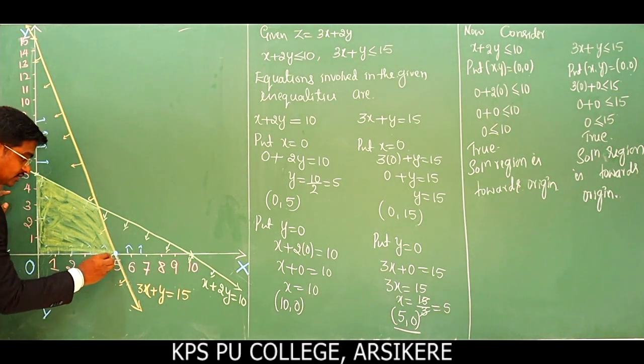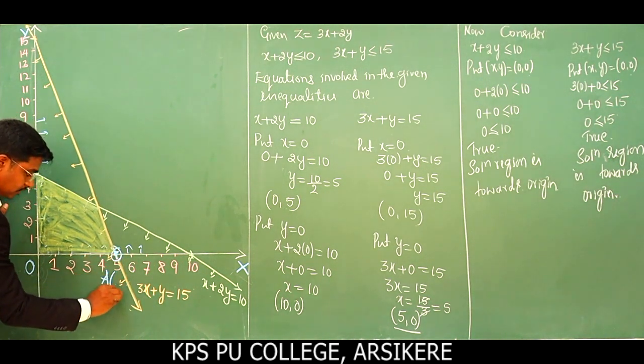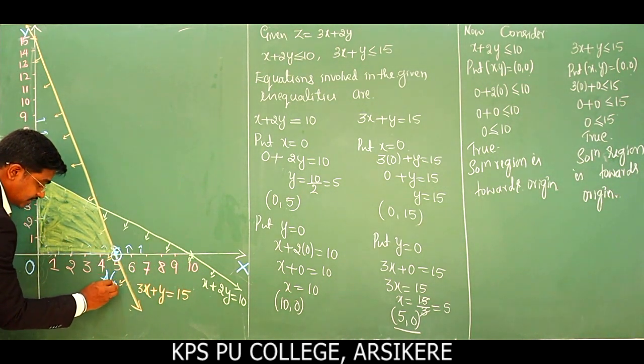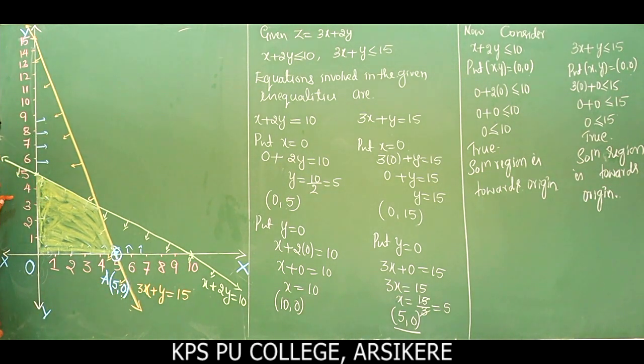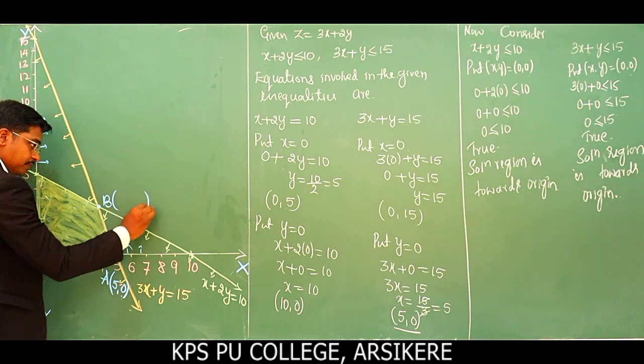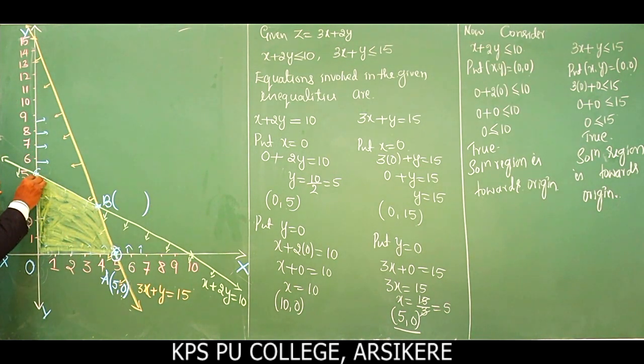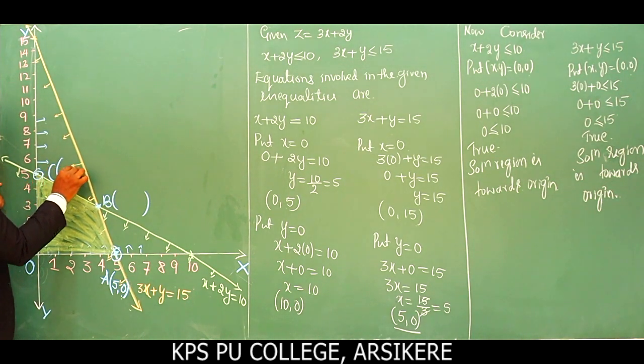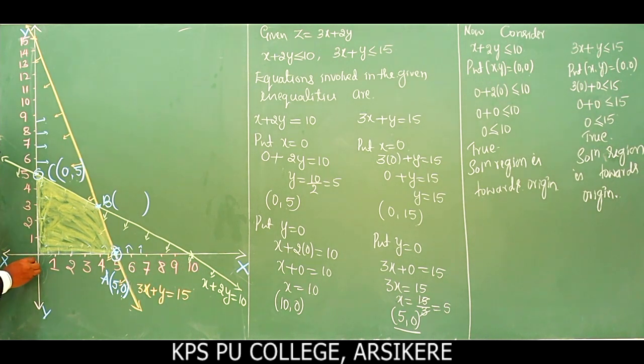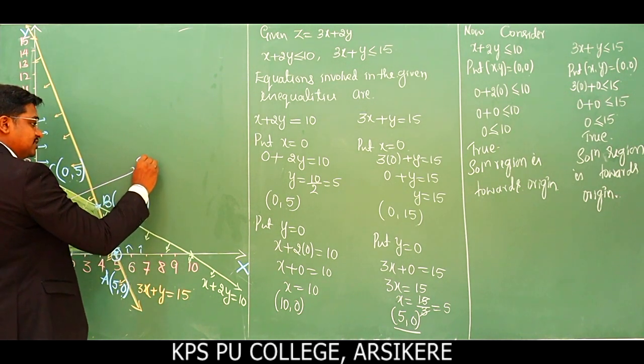Here one point comes; I will take this point as A. What is the corresponding point here? 5, 0. So this is another point B. Here is another point C. What is the corresponding point? x is 0, y is 5, so 0, 5. Clear? And we have the origin 0, 0. So what is the feasible region? OABC. I repeat, OABC is the feasible region. This region here is the feasible region.